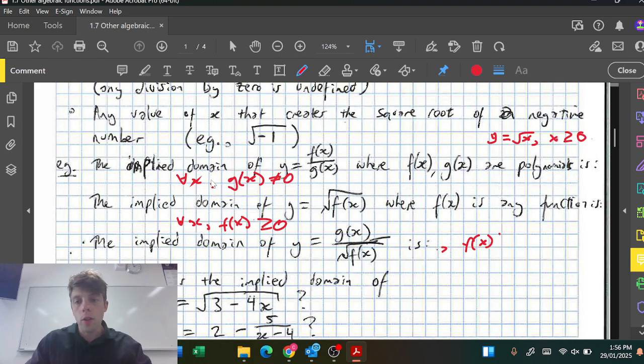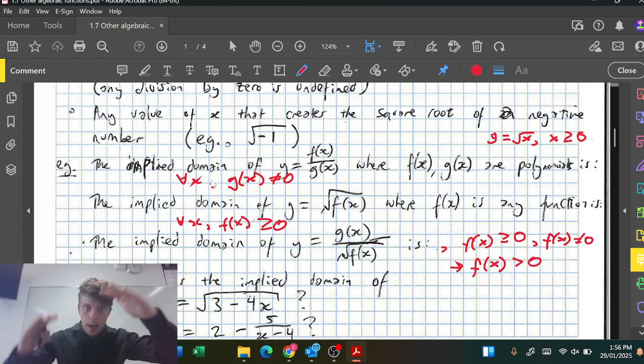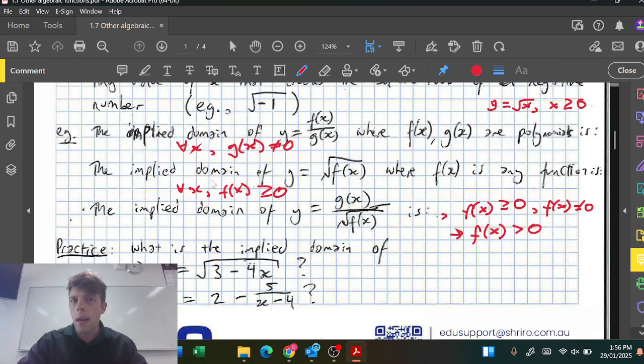So we have two restrictions. We have f of x needs to be greater than or equal to 0 to satisfy the square root component, it can't be negative, and also f of x cannot be equal to 0 because we can't divide by 0. If we combine these two facts together, we get the overall implied domain of something of this form, which is that f of x must be strictly greater than 0. We're just combining these ideas in our heads.